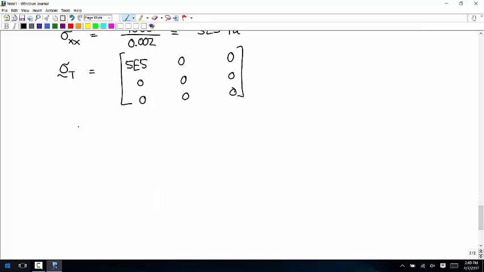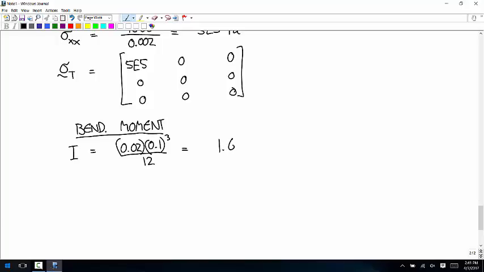And now we'll do the one for the bending moment. We have to calculate the area moment of inertia for this shape. For the shape of the cross section, yeah. So it's the base, 0.02, times the height cubed, 0.1 cubed, divided by 12. What do you get for that? Okay. And what are the units? Yep. Good.